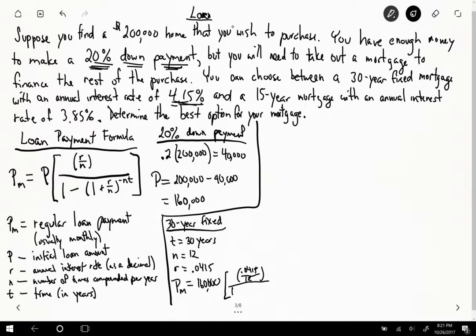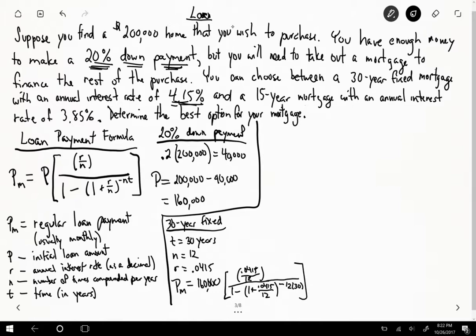And then we go 1 minus, we have 1 plus 0.0415 divided by 12. Now notice though, the formula has negative NT, don't forget that negative. So this is negative 12, and then 30-year mortgage, so that's 30 years right there. And then we can close that thing off.